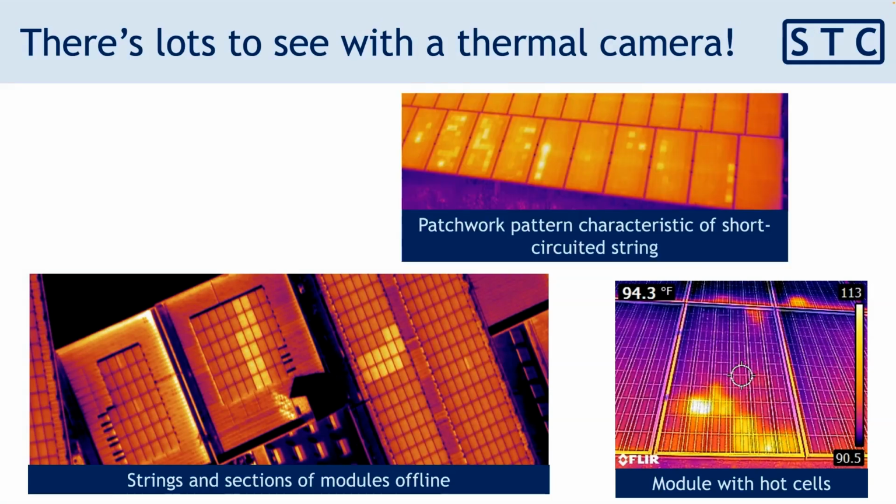We can see that patchwork pattern we saw in the previous slide. This is characteristic of a short-circuited string of modules where we have a looping current in there, and all of the cells are kind of lighting up at different levels based on how much of that current they can or cannot pass in that short circuit.